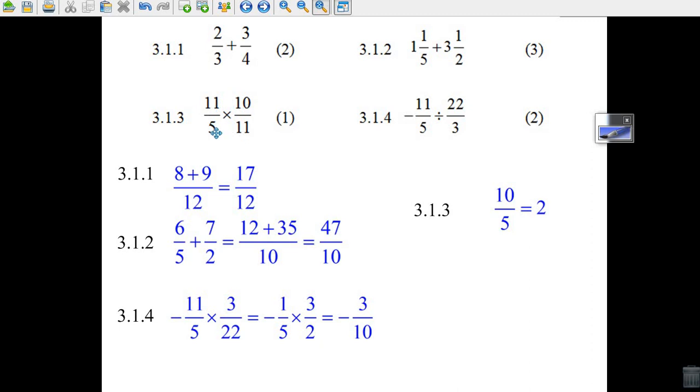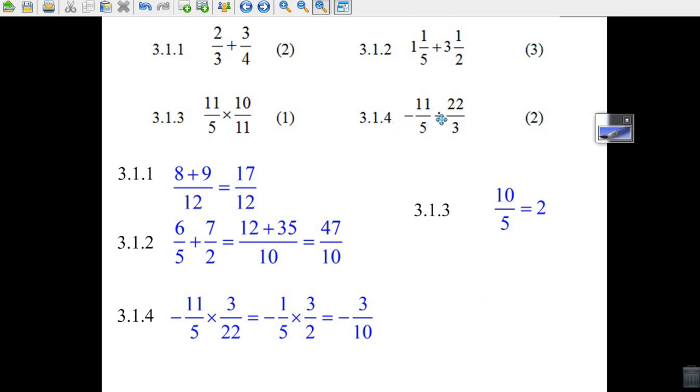Now this one, you multiply straight across. You know, you could go 11 times 10 and 5 times 11 and get two bigger numbers and then reduce them. But when you're multiplying by 11 and dividing by 11, those two operations cancel each other. So they're just gone. You get 10 over 5, and 10 divided by 5 is 2. That's the easiest way to do that question.